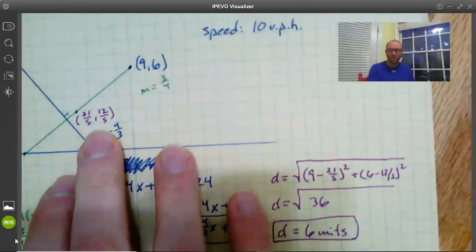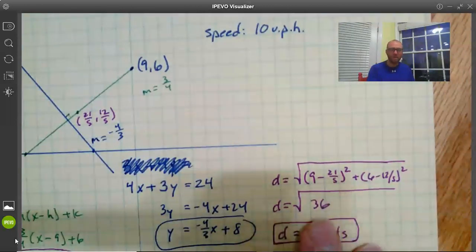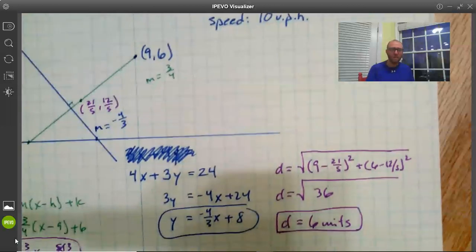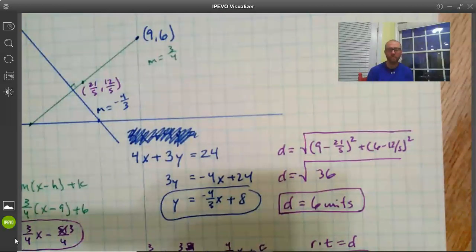Once we have the x and y coordinates for that point of intersection, we just plug them into the distance formula in order to find the distance between our original point and our point of intersection. And once we have that distance, then we just plug it into that rate-time-distance formula to find the time.